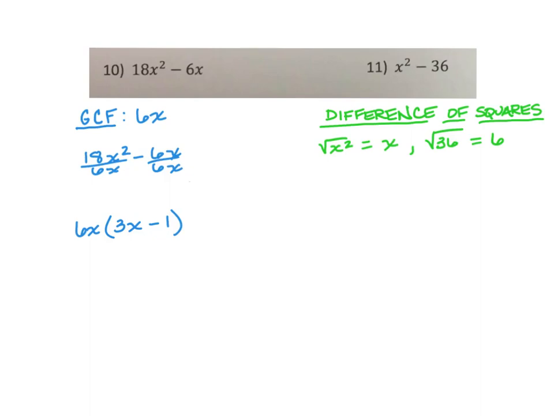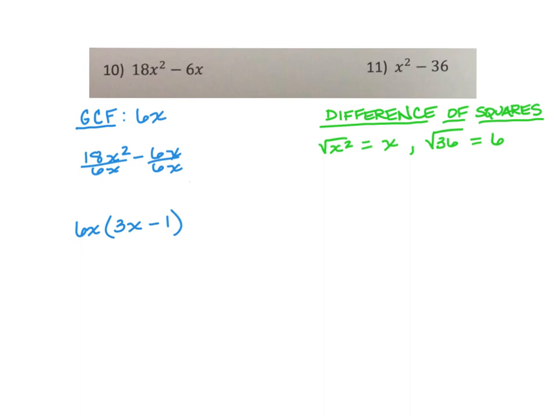Hey Brianna, here's a quick review of what we talked about yesterday, and then I'm going to move into the next type of problem that you're going to have to do for this standard. So remember yesterday we talked about problems like number 10 where you have to find a GCF.